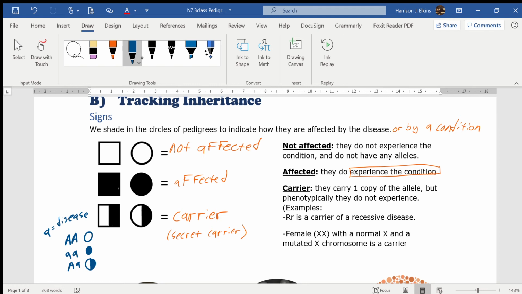You can also have this with females who have XX. So if they inactivate one of the X chromosomes, okay, they might carry that X chromosome, but they don't read it, and so they would be a carrier for a disease.